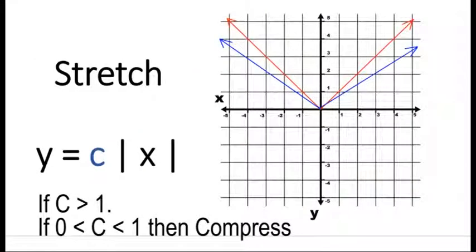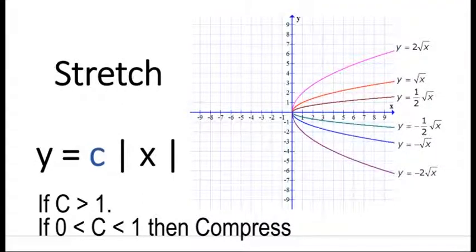If that number is greater than 1, it's a stretch. If it's less than 1, so think of a fraction, it's a compress. So you can almost imagine a rubber band. If you're stretching a rubber band, it's going to get thinner, it's going to get smaller. And if you're compressing a rubber band, it's going to get fatter. And that's what happens to your graph.